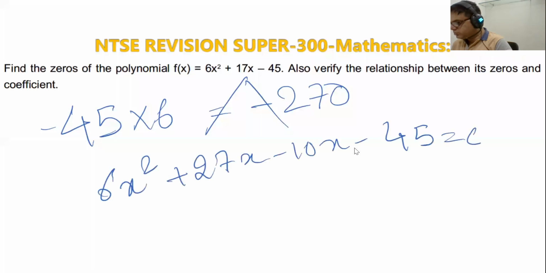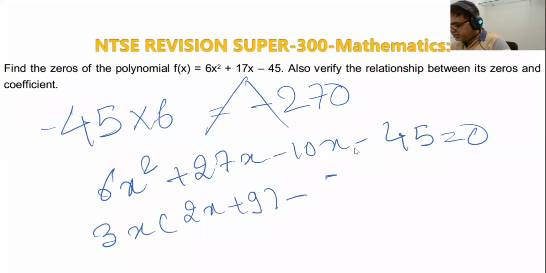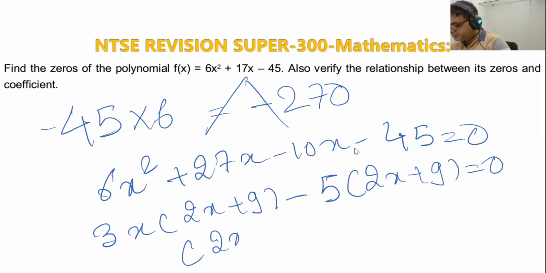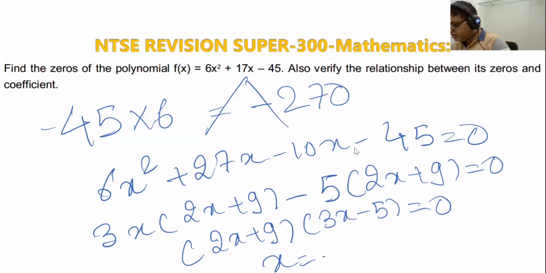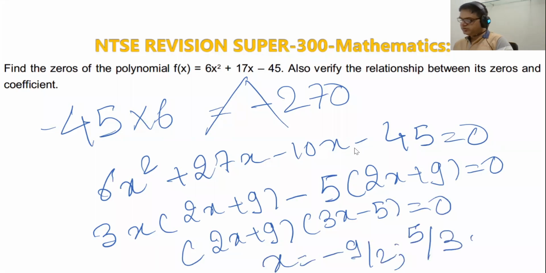Now this will be equal to 0 because I have to find the roots, because these values will satisfy this. So अब यहाँ से मैं 3x कॉमन ले लेता हूं. So it will be 2x plus 9 minus, यहाँ से मैंने अगर 5 कॉमन ले लिया तो 2x plus 9 will be equal to 0. So finally I am having 2x plus 9 multiplied by 3x minus 5 is equal to 0. So my dear friend, x will be equal to -9/2 comma 5/3. This is what the value of x you are getting.